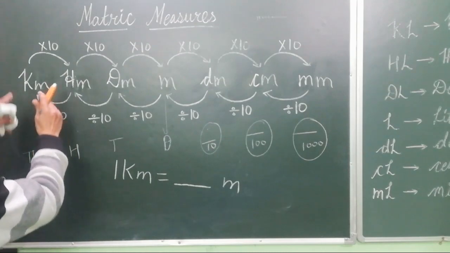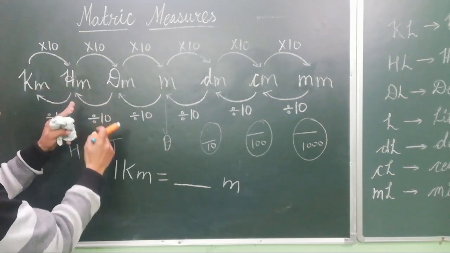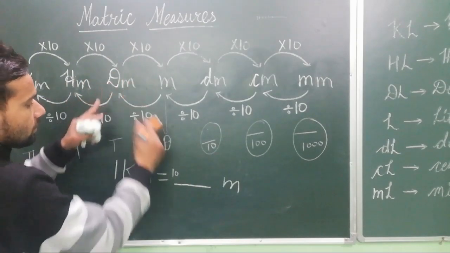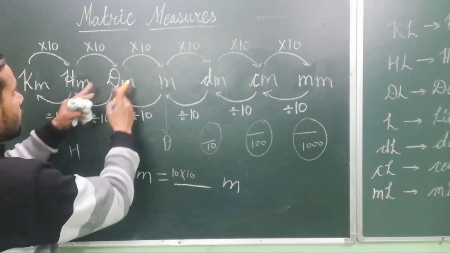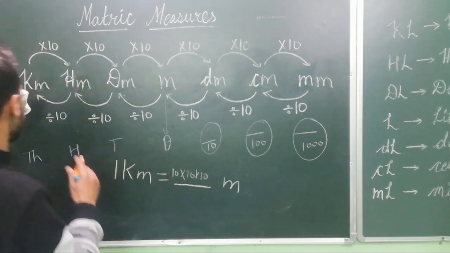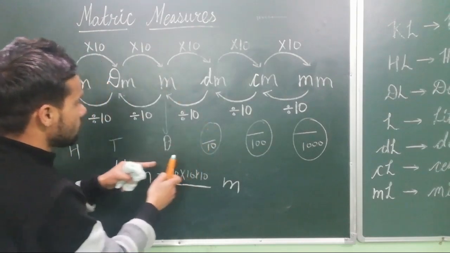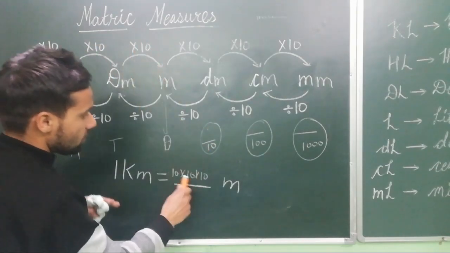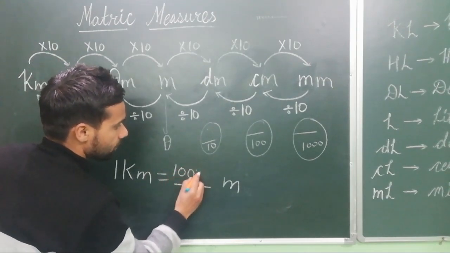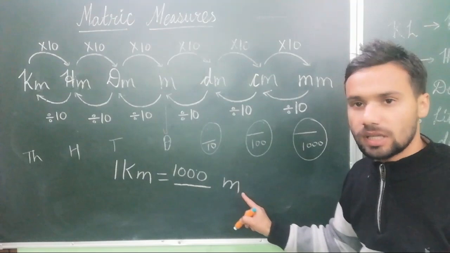So look at this. 1 kilometer is greater than, or we can say bigger than, hectometer. But how many times? 10 times. Now hectometer is again bigger than decameter. But how many times? Again 10 times. Decameter is bigger than this meter. But how many times? 10 times. So what do you see? You convert 1 kilometer into meter. But how many meters? 10 times 10 times 10, what is the answer? 1000. So what do you get here? 1 kilometer is equal to 1000 meters.